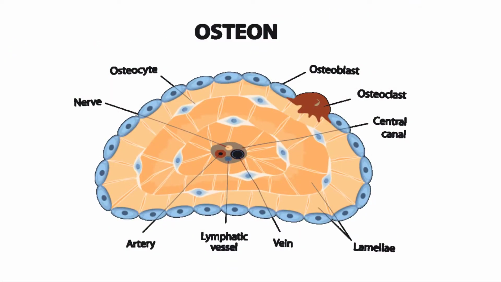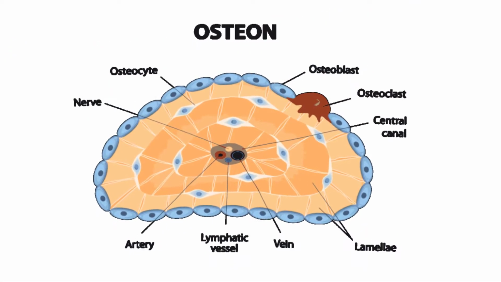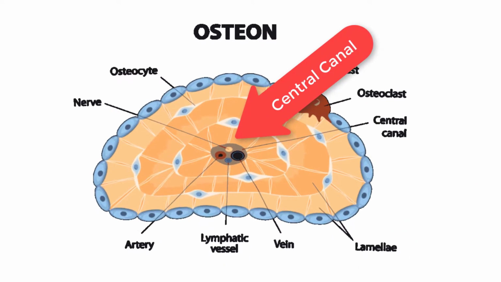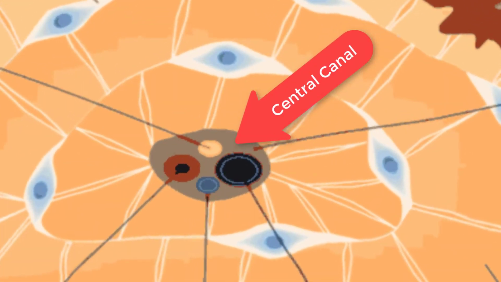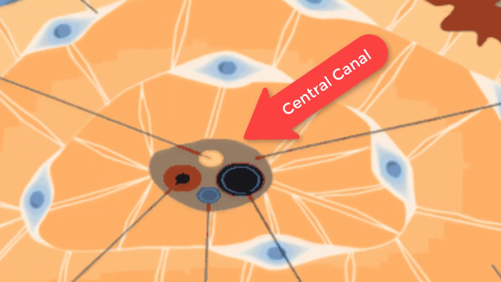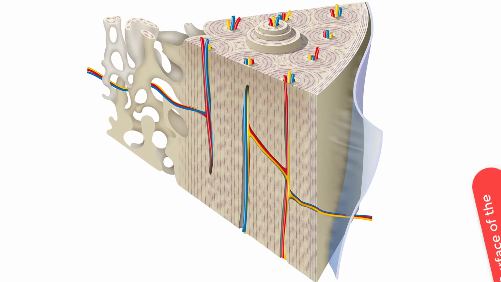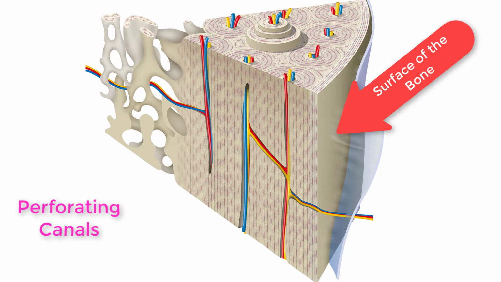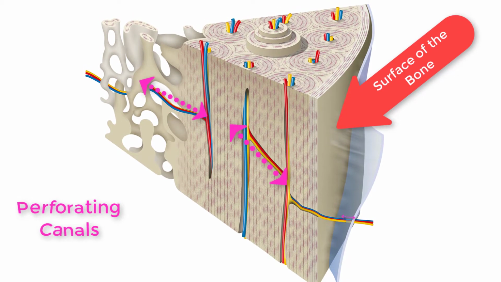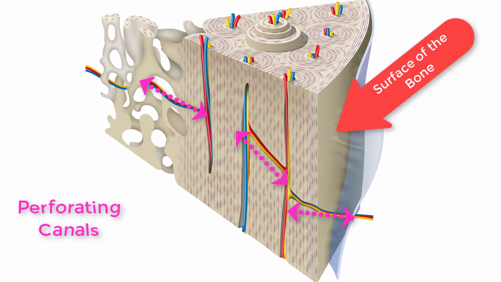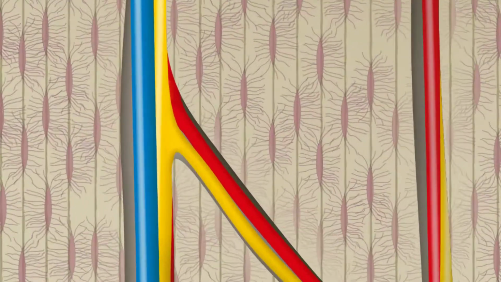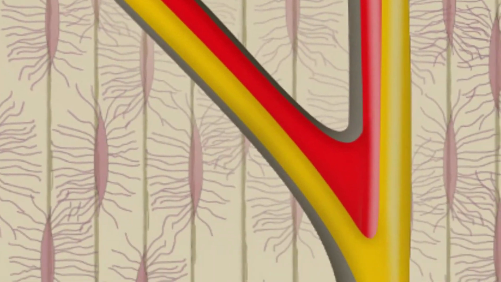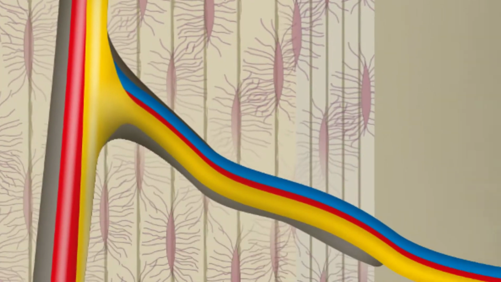The functional unit of mature compact bone is the cylindrical osteon, or Haversian system. In an osteon, the osteocytes are arranged in circular layers around a central canal, also known as the Haversian canal, which contains the blood vessels that supply the osteon. Central canals run parallel to the surface of the bone. Other passages, known as perforating canals or Volkmann's canals, extend perpendicular to the surface. Blood vessels in the perforating canals deliver blood to the osteons deeper in the bone and service the medullary cavity.